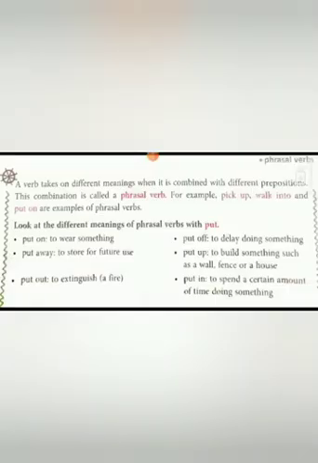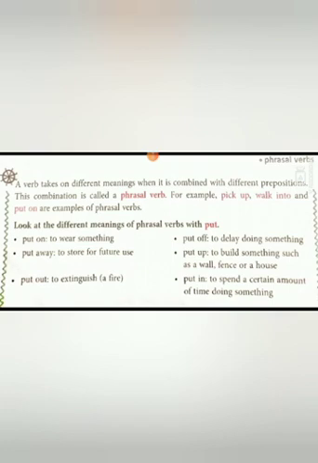Now let us see what has been given in the textbook for phrasal verbs. A verb takes on different meanings when it is combined with different prepositions. This combination is called a phrasal verb. As I told you before, a phrasal verb is a combination of two words. One is a verb, the other one is a preposition. For example, pick up, walk into, and put on are examples of phrasal verbs. If you look into these phrasal verbs, the first word will be a verb and the following will be a preposition.